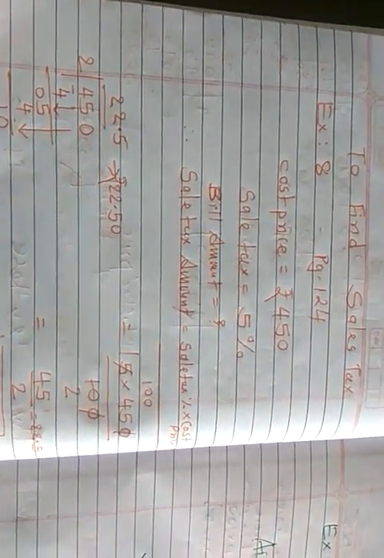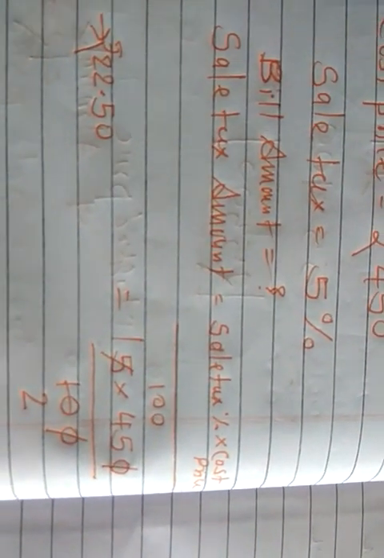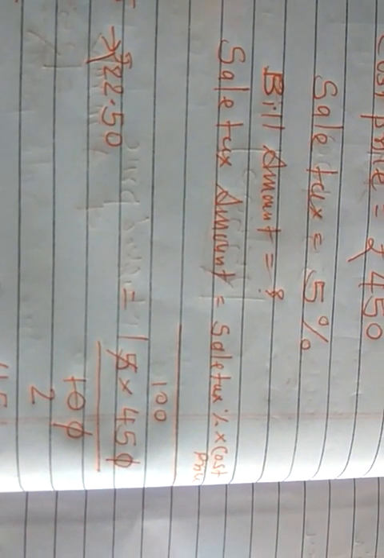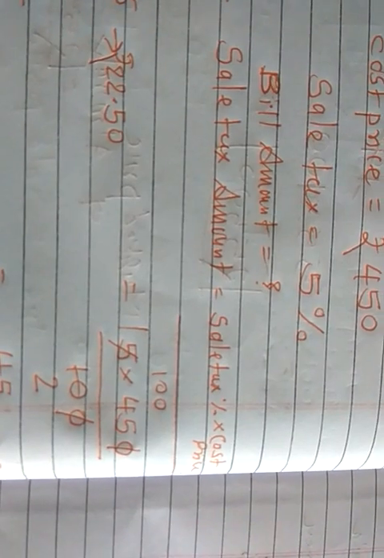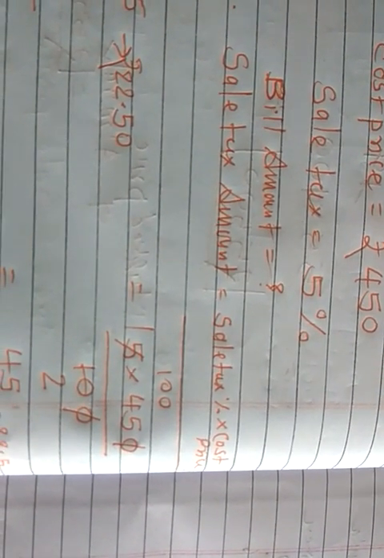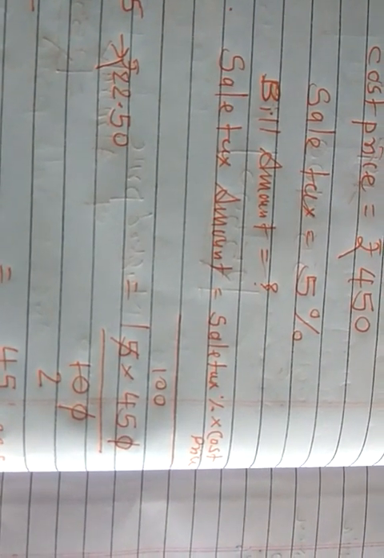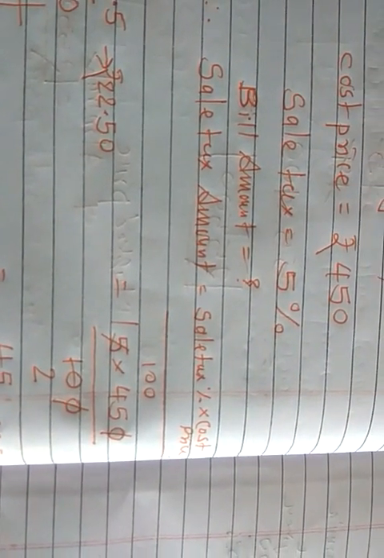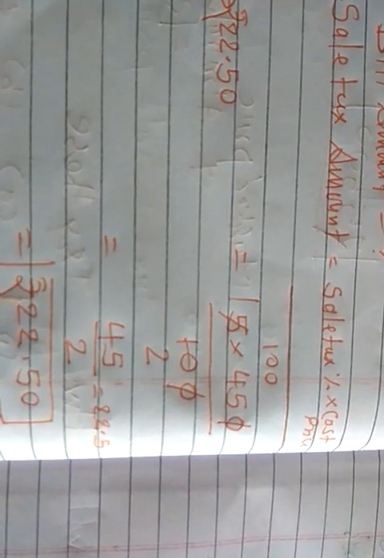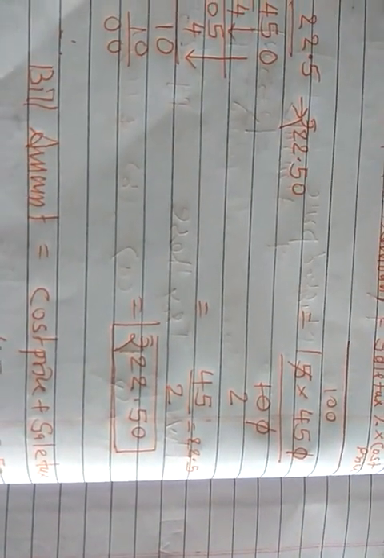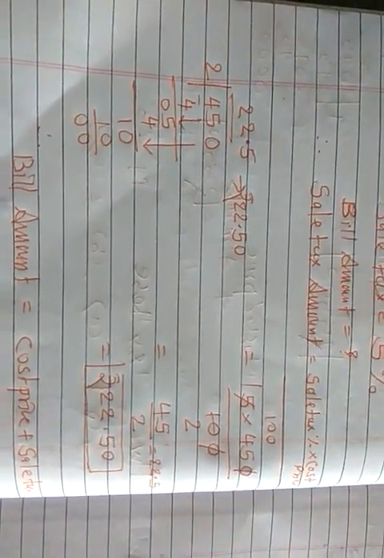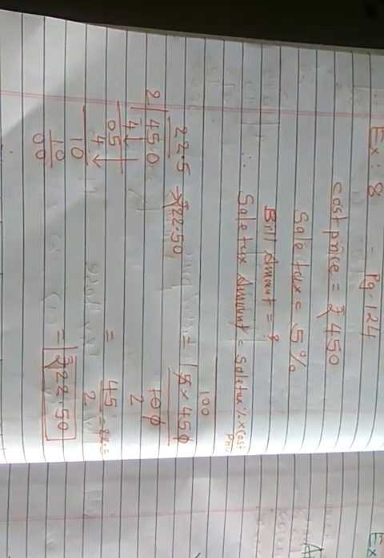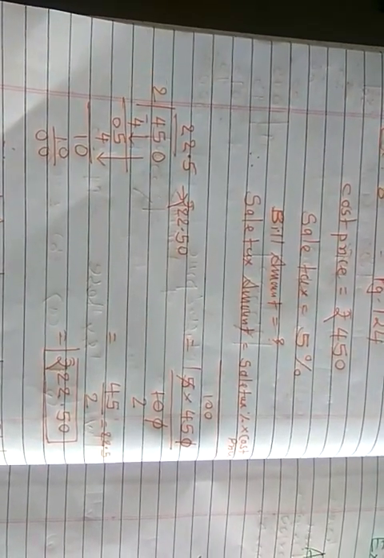So the sale tax amount is equal to, first of all you put the formula, sale tax percentage into cost price. So the sale tax percentage, that is 15%. 15% into 450. So 15 into 450 by 100, right? And simplify it. Here you will get the clear-cut calculations. You will get 22 rupees and 50 paise sale tax.